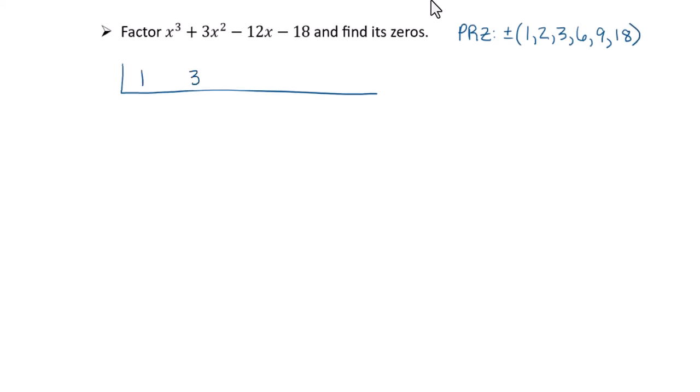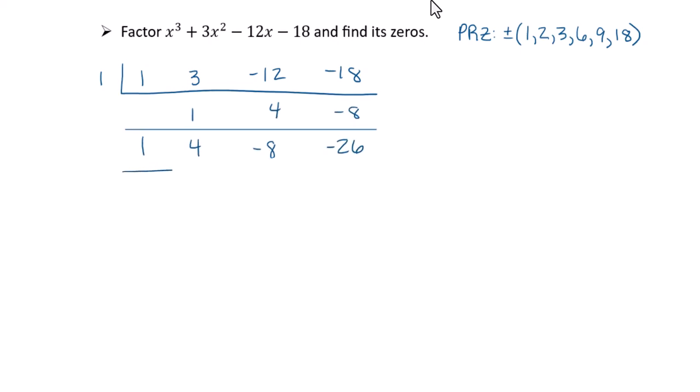Let's put our coefficients in here and start our synthetic division to find zeros. Let's start with 1. 1 times 1, 1. 3 and 1 is 4. 1 times 4 is 4. Minus 12 is negative 8. 1 times negative 8 is negative 8, and we get a negative 26. That's not going to work for us. So let's move to the next possibility.